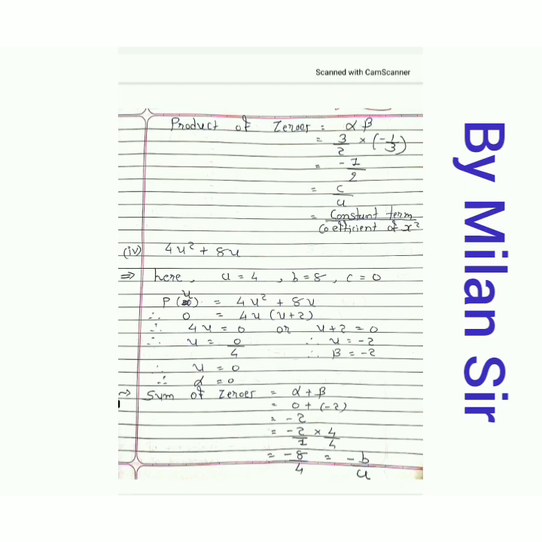Okay, and in this polynomial u is our variable, that's why I have written here p of u is equal to 4u square plus 8u. Now put 0 in place of p of u because we need to find the zeros of the polynomial. It means the value of u for which p of u becomes 0, so I put 0 here. Then in these two terms, 4u square plus 8u, the HCF of 4 and 8 is 4.